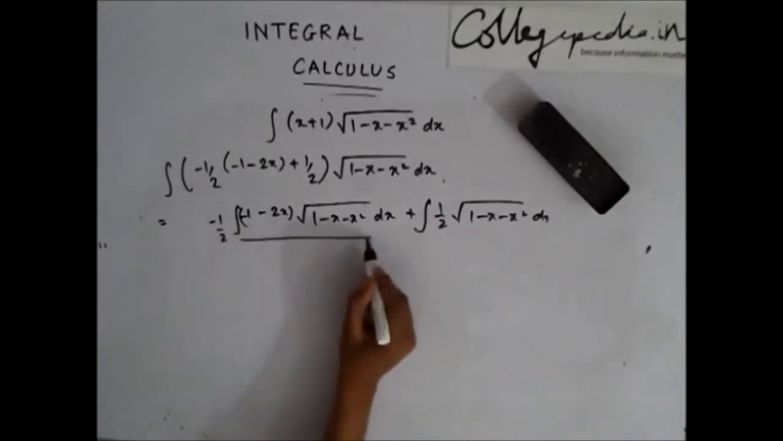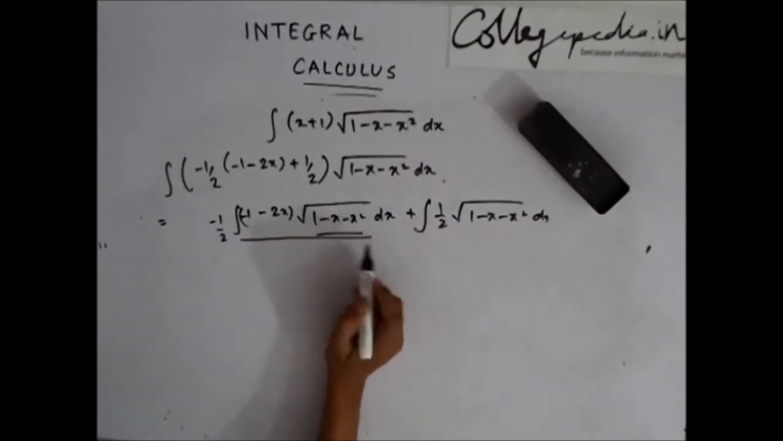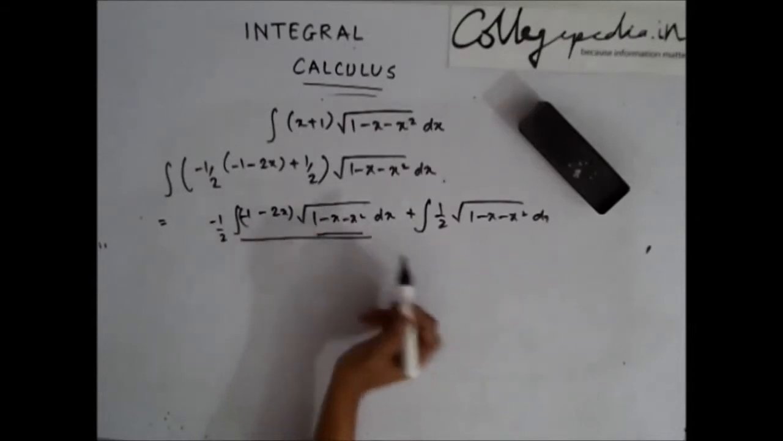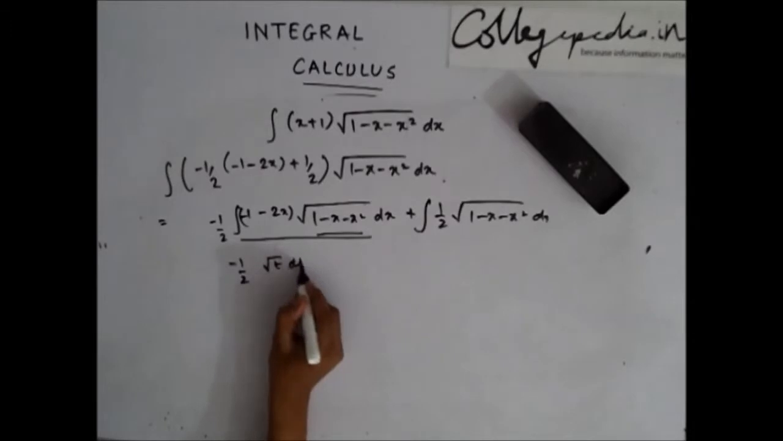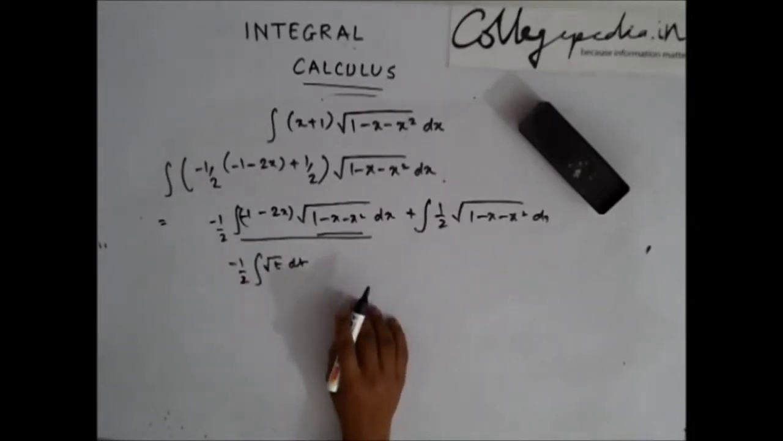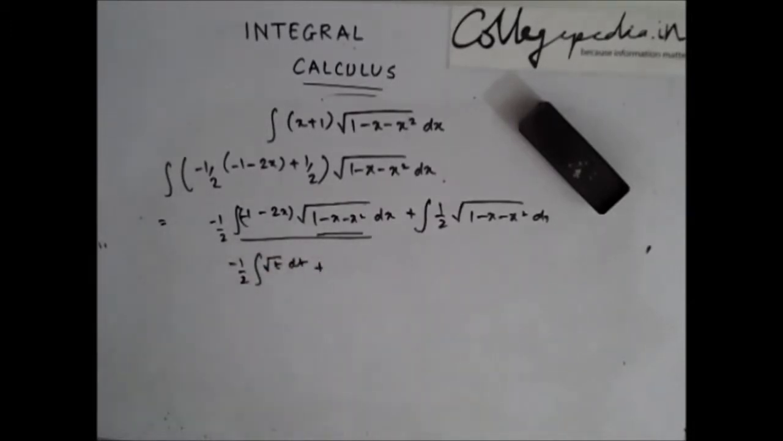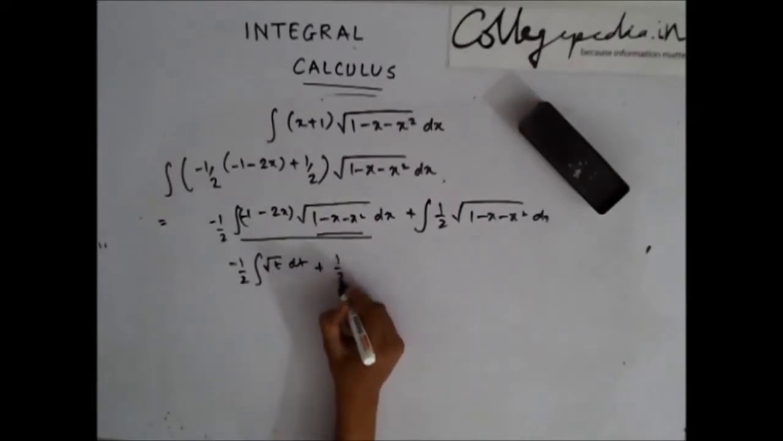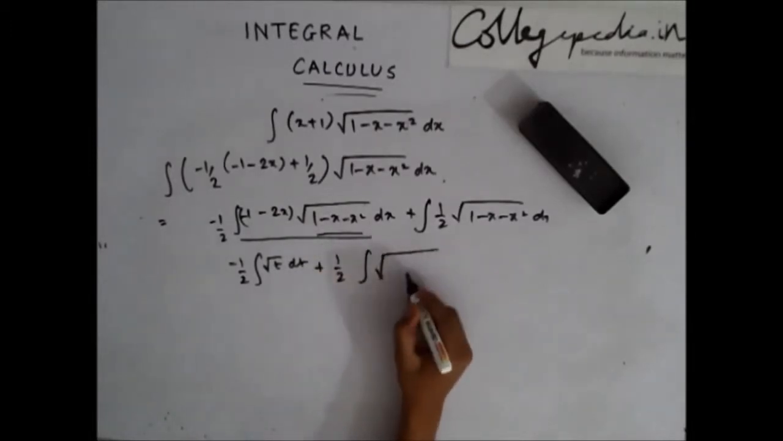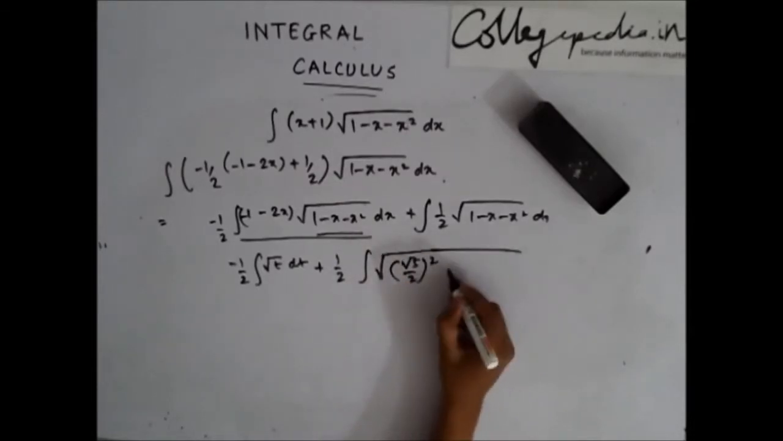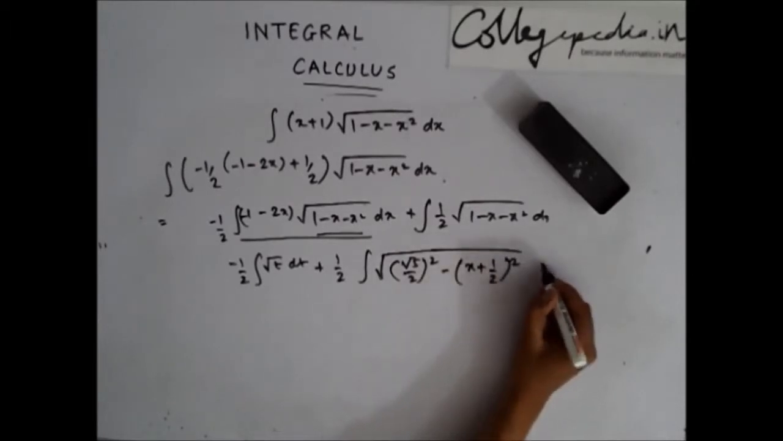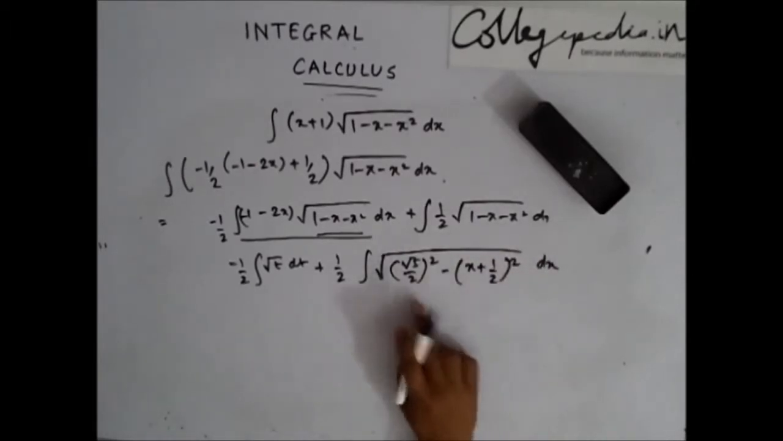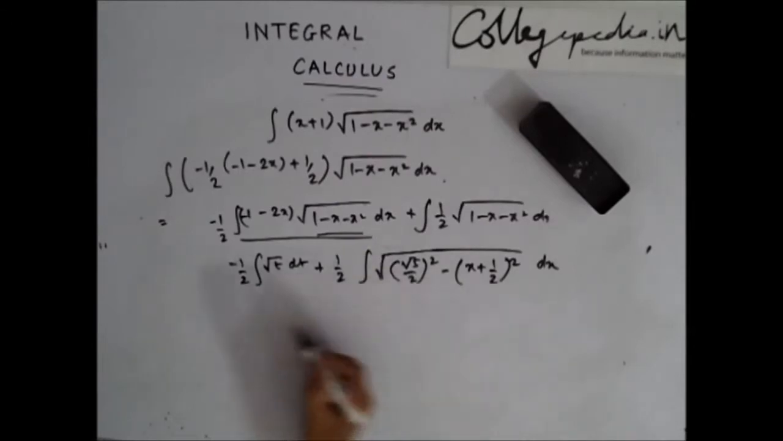Now this one, if I take this as t, this becomes dt. So it's simple integration of root t dt. Okay, and here I have half into integration of root of 5 by 2 whole square minus x plus half whole square dx. So this is of the form of a square minus x square.